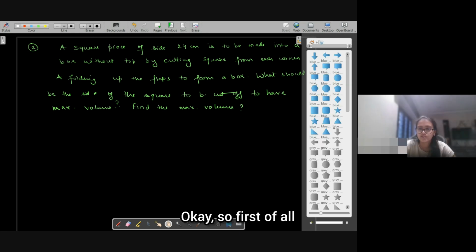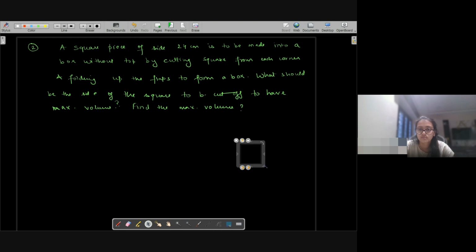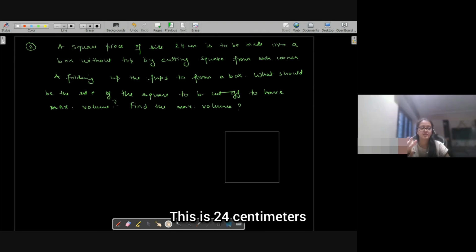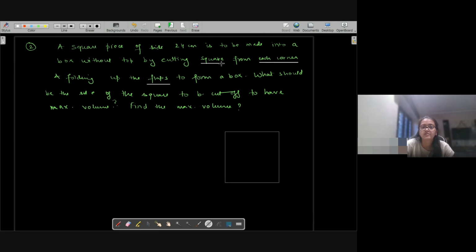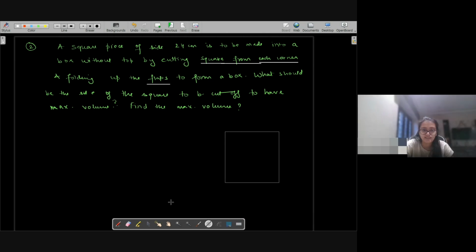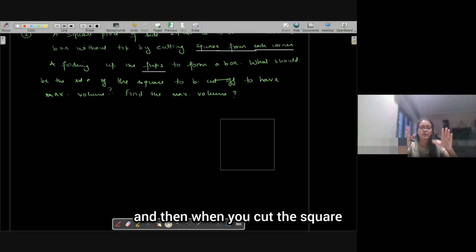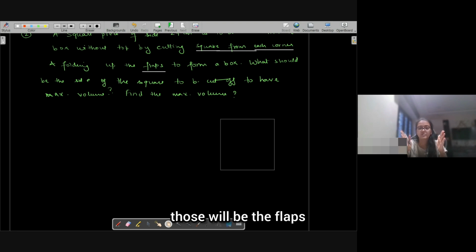So first of all, let's take a square piece. This is 24 centimeters. And out of this square piece, we have to cut flaps by cutting a square from each corner. A square is going to be cut off from each corner. Then when you cut the square piece, you can remove it. Whatever will be left, those will be the flaps.